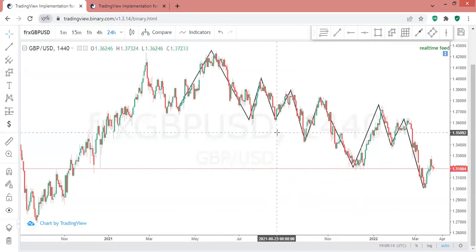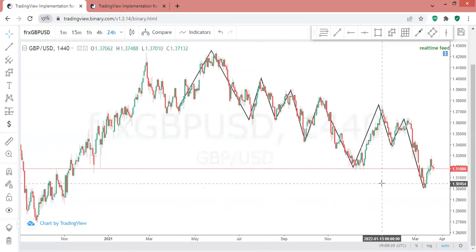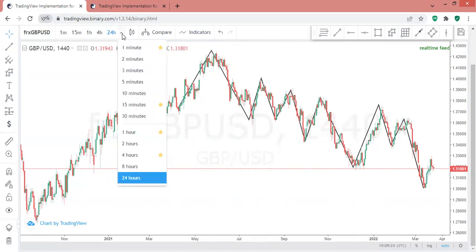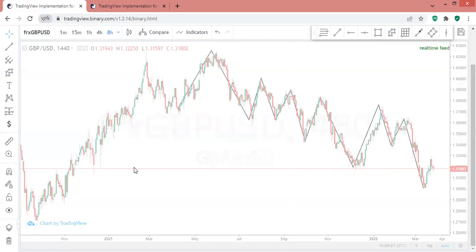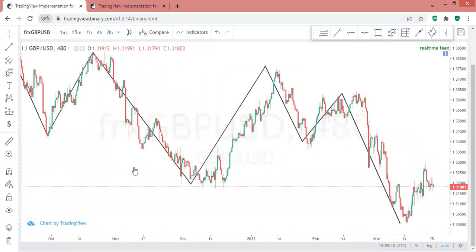So after establishing on the daily time frame that this is a downward move, I will go to my lower time frame, because the lower you go, the more information you have to work with. Hope you are getting it.